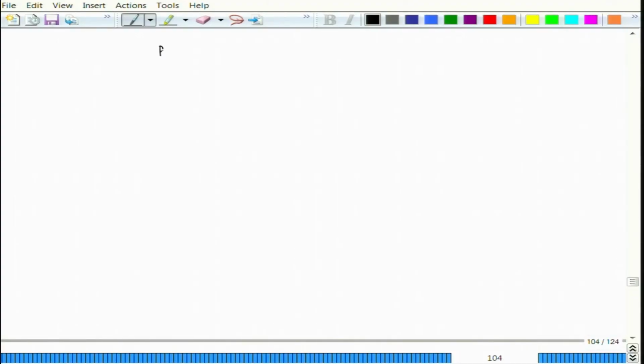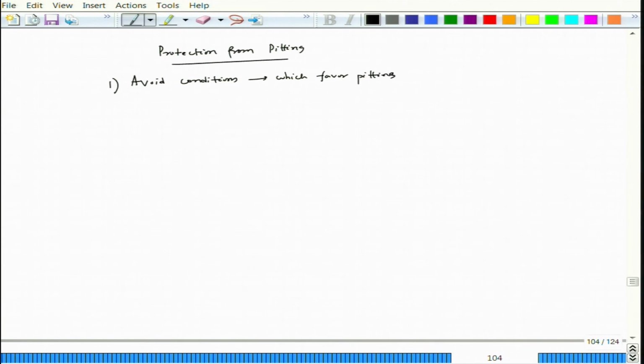So, the protection from pitting. First and foremost is to avoid conditions which initiate, which favor pitting. What are those? One is stagnant condition.